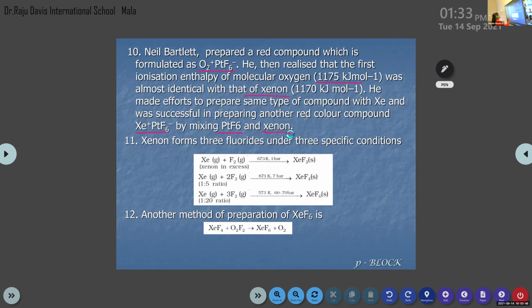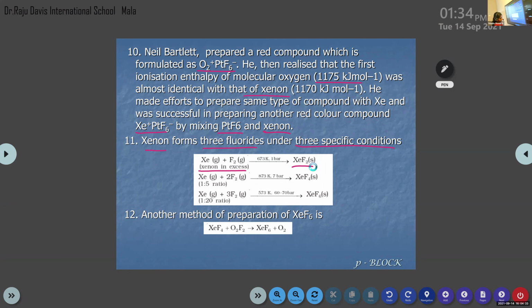Clear? Then xenon forms mainly 3 fluorides under 3 specific conditions. So xenon is reactive. It can react with other elements to form compounds. Here the reagents are the same, but the conditions are different. In the first case, xenon and fluorine react together with xenon in excess, the temperature is 673 Kelvin and 1 bar pressure. Okay, and XeF2 is formed.